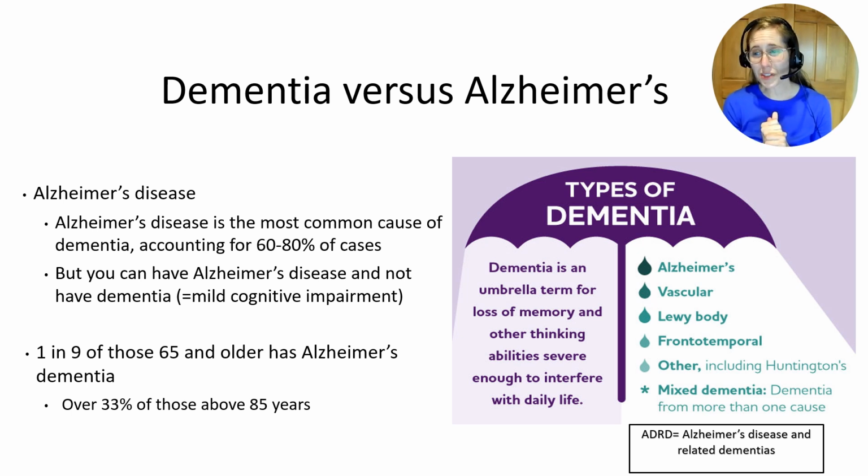And Alzheimer's in particular is very prevalent. 1 in 9 of those 65 and older has Alzheimer's dementia. And this just continues to increase with age. By the time we get to 85 years, over 33% of adults have Alzheimer's dementia. So staggeringly high.